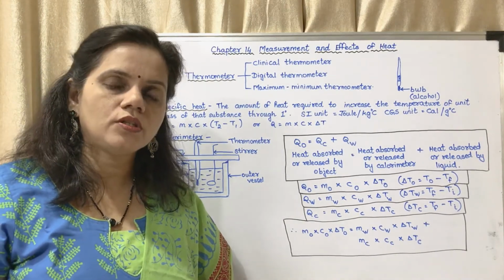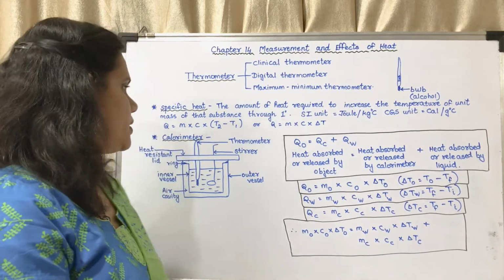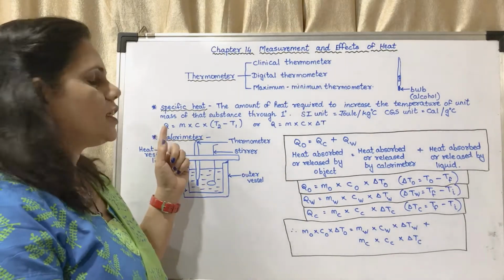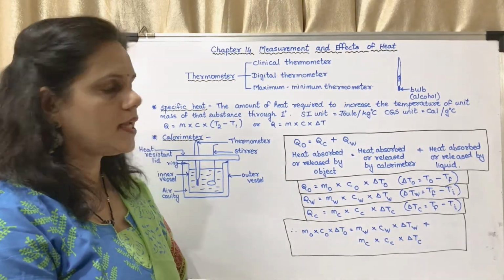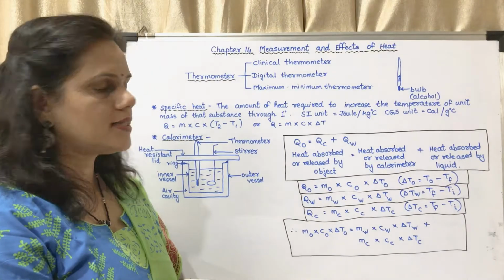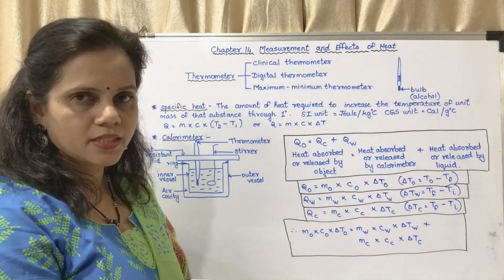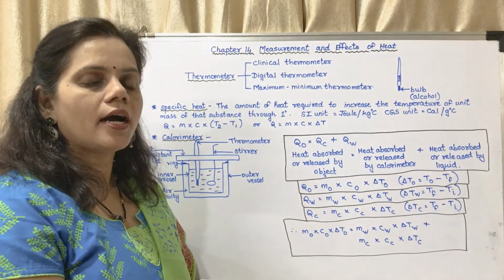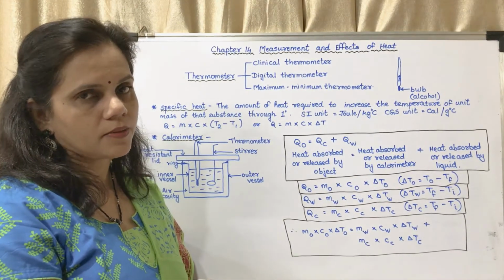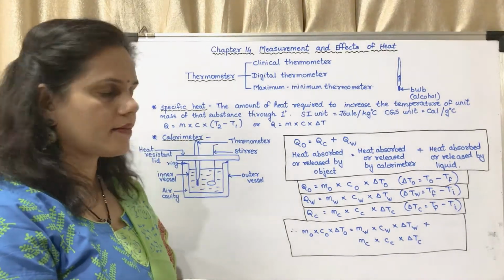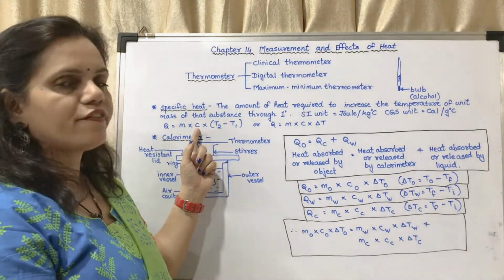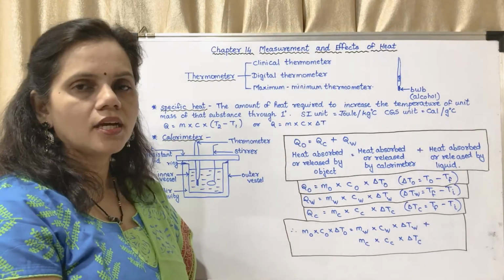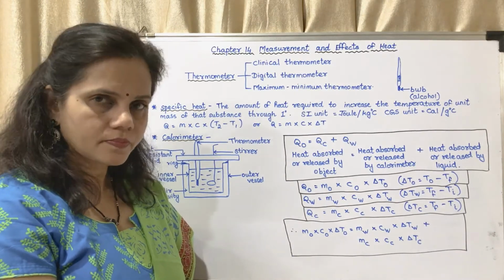Now what is the equation to find out specific heat? The equation is Q = M × C × (T2 − T1), where Q stands for heat absorbed or heat released, M stands for mass, C stands for specific heat, and T2 − T1 is the change in temperature, higher temperature minus lower temperature. By using this equation you can find C if these three values have been given.